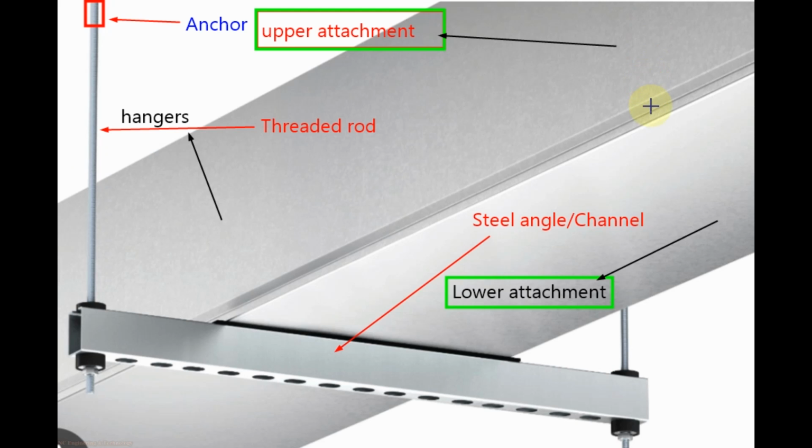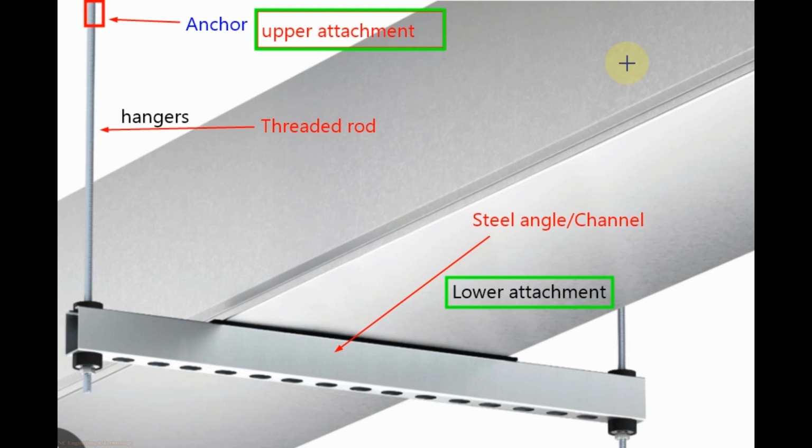If we are hanging our duct from the slab, then for upper attachment generally we use anchor. For hanger generally we use threaded rod or metal strips. And for the lower attachment we use steel angle or channel. Now I will explain you how to select the diameter of hanger or anchor and how to select the angle or channel for the duct support.